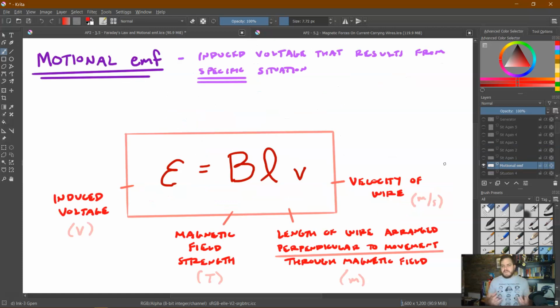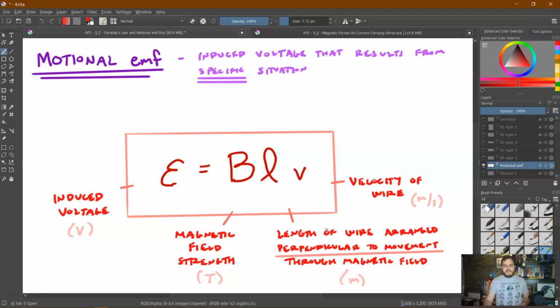And this is a specific situation of something that's known as a motional emf. In other words, an induced voltage that comes from the motion of the loop entering or exiting this magnetic field. So it results really from a very, very specific situation, but it's very useful for that specific situation. So we have epsilon is equal to BLV, where epsilon is the induced voltage in volts, B is the magnetic field strength in teslas, V is the velocity of the wire being pulled through in meters per second, and this is crucial.